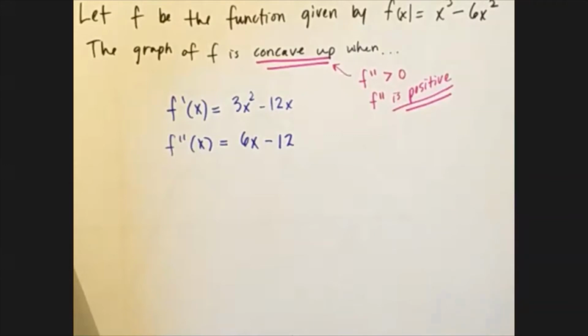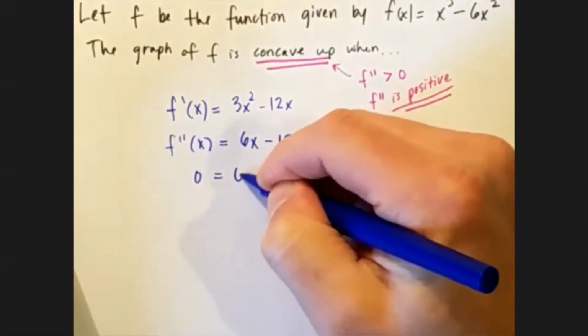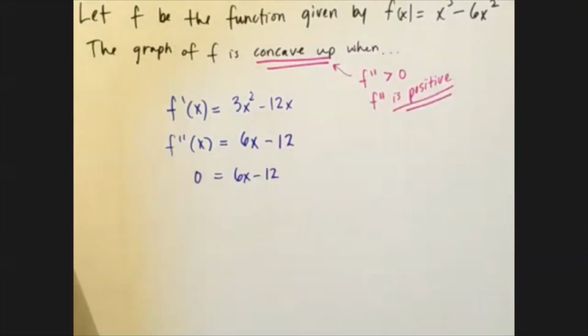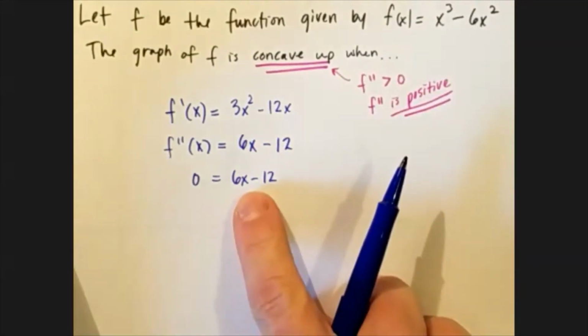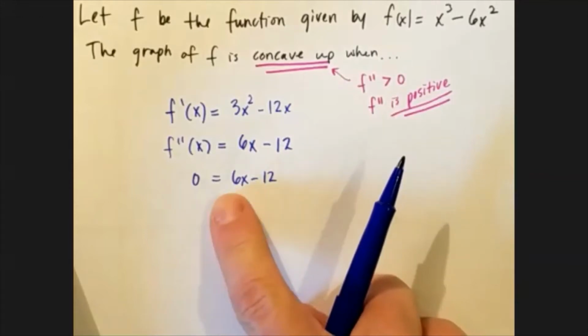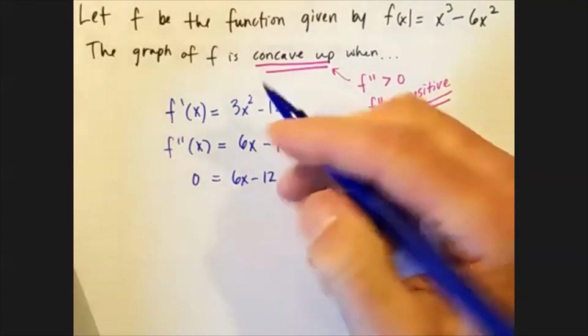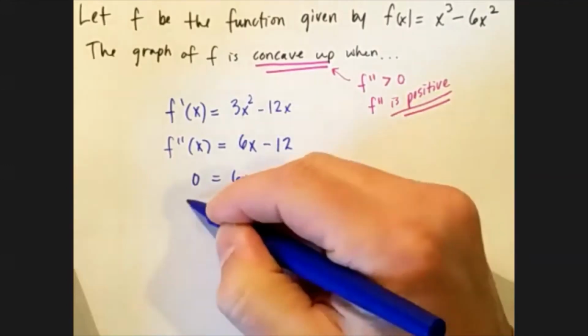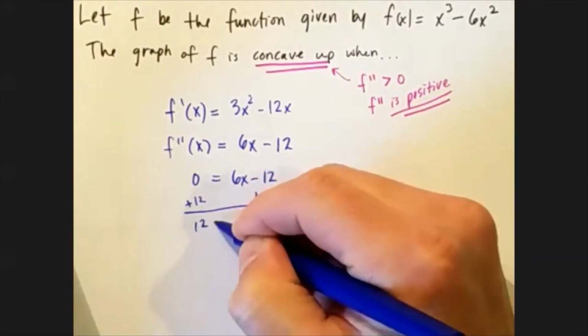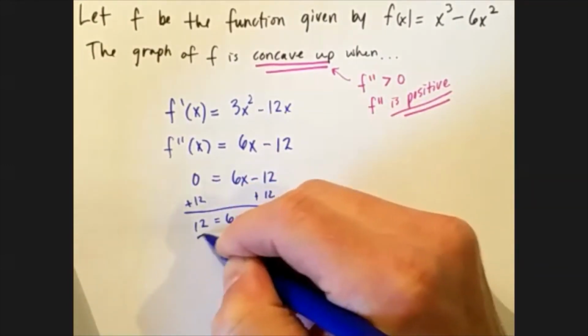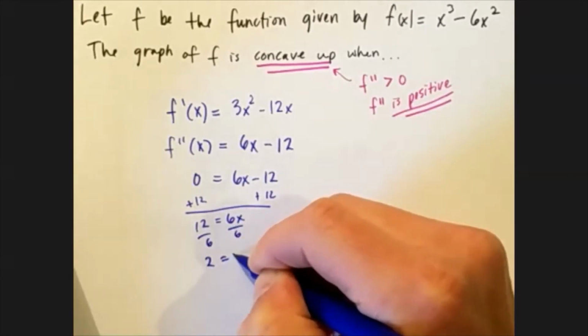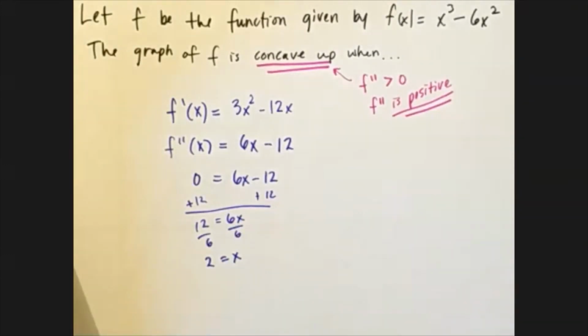Just like that first derivative test, we're still going to set this equal to 0. But we don't need to factor a GCF to solve this one because this is not a quadratic. This is not a cubic. It's not a polynomial. This is a linear function. So we can just add 12 and divide by 6 to solve this one. And we get x equals 2.